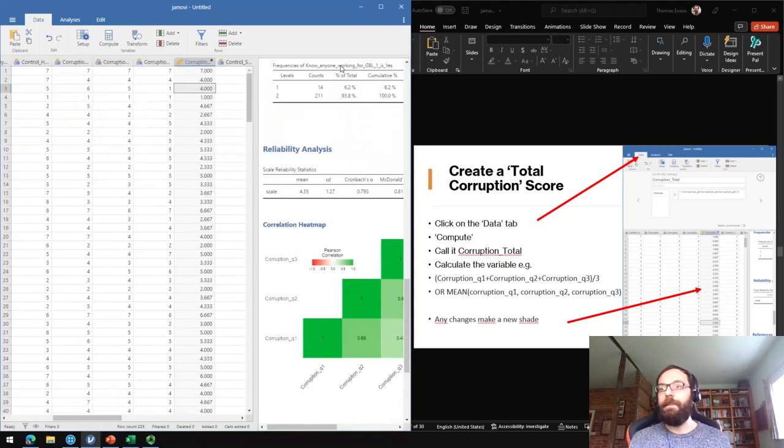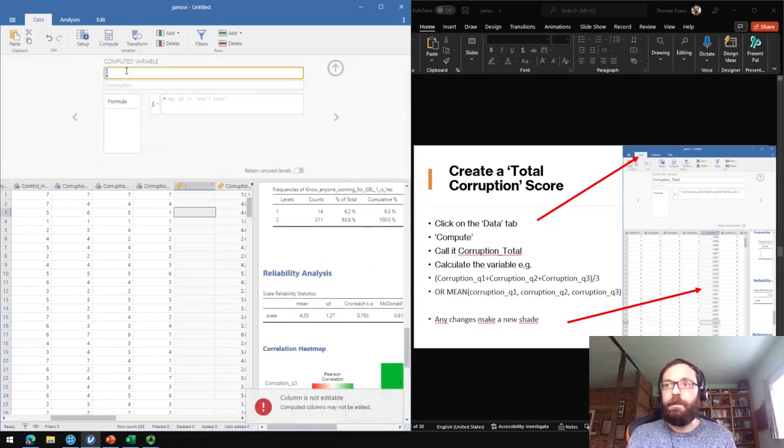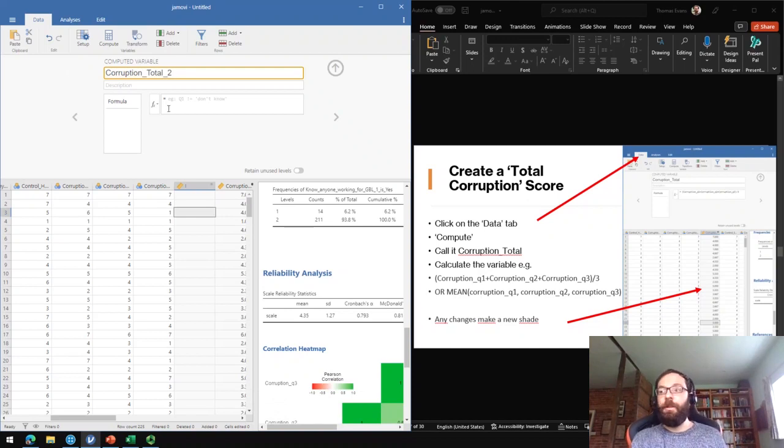Another way of calculating this corruption score is, again, to compute a new variable and give it another title. In this case, I'm going to call it corruption total 2. You can do the typical equations that you would use in SPSS syntax or Excel. So I'm going to open brackets. We're going to go for corruption Q1 plus corruption Q2 plus corruption underscore Q3.